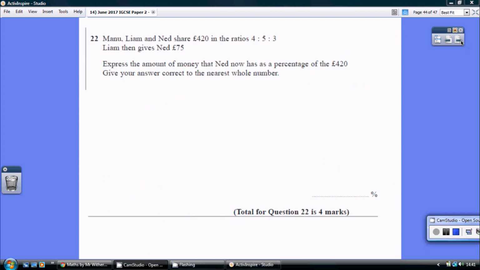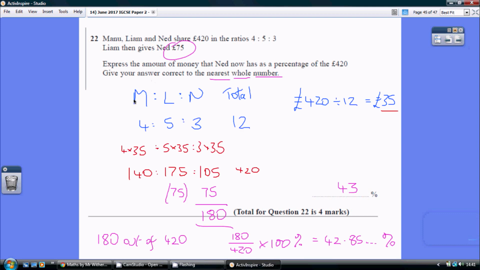Question 22. So we've got M, L and N, and they are sharing out £420. They're sharing in the ratio 4 to 5 to 3, which is 12 shares in total. So £420 shared across the 12 shares means there's £35 per share. So M gets 4 lots of 35, L gets 5 lots of 35, N gets 3 lots of 35, which is 140, 175 and 105 respectively.